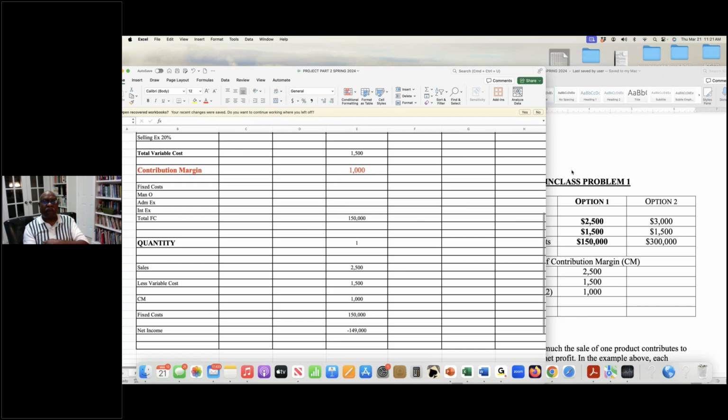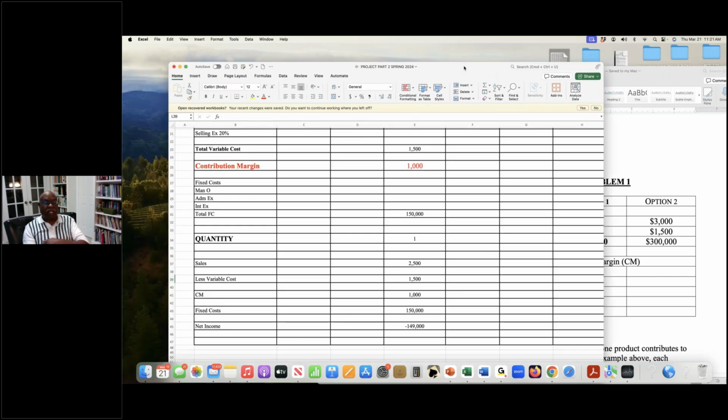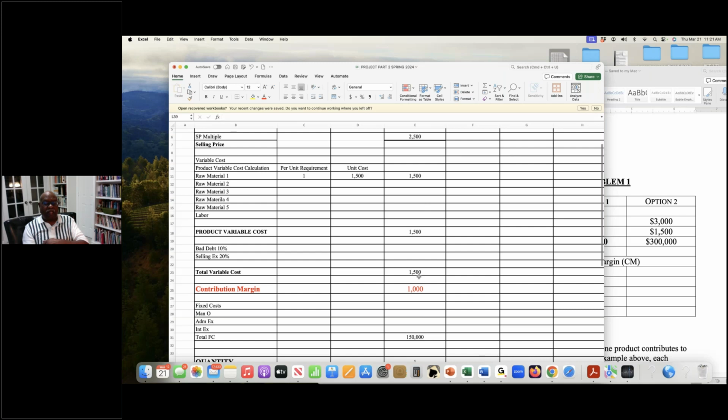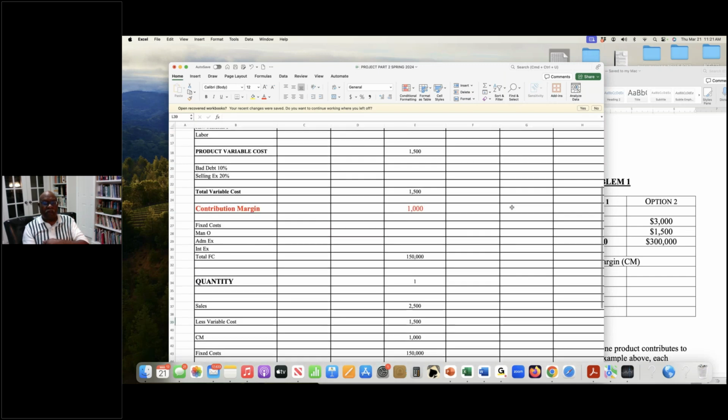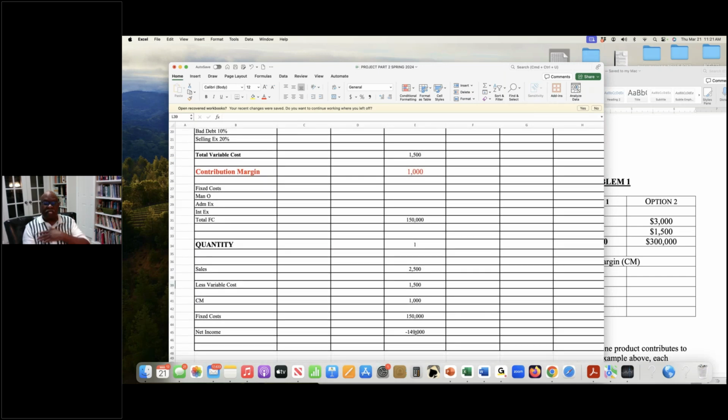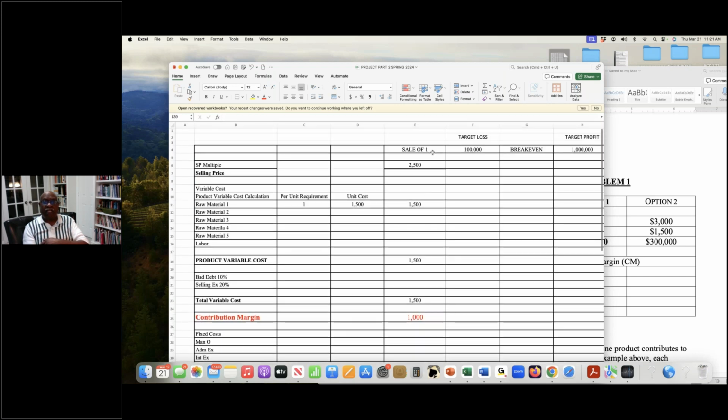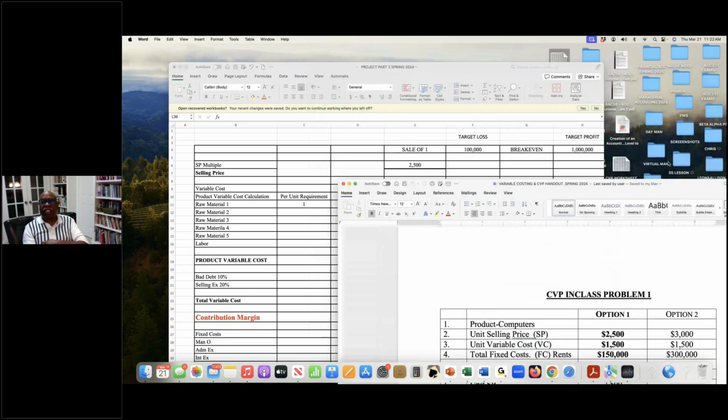But you said it's a loss. Yeah. If you sold it and you made $1,000, but your fixed costs were 150,000, you lost $149,000 because you only sold one. Okay, got you. So we need to sell more to make a positive. That's what you're going to tell me. How many do you have to sell to break even? That's the next question.